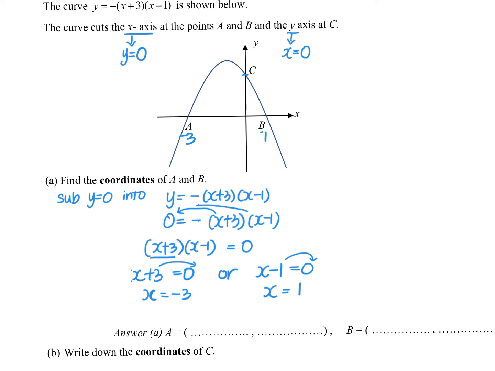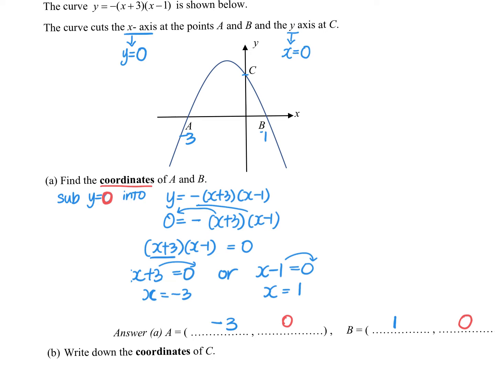But are these the final answers? Now we read the question carefully. The question says find the coordinates. Coordinates, right? So when we want the coordinates, we need to find the x and the y value. So we have A, the x coordinate to be negative 3, and B, the x coordinate to be 1. But what is our y coordinate? What's the y value? Oh, remember, we have substituted y to be equals to 0. So we know the y coordinates are all 0. So the answers are A: negative 3, 0. B will be 1, 0.